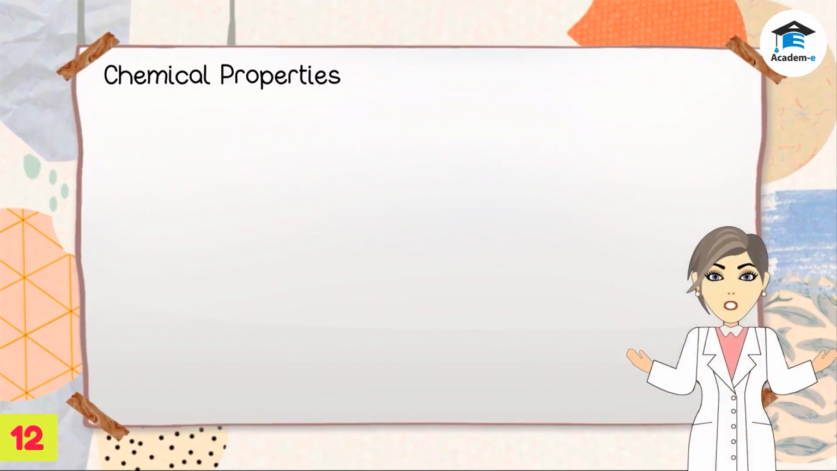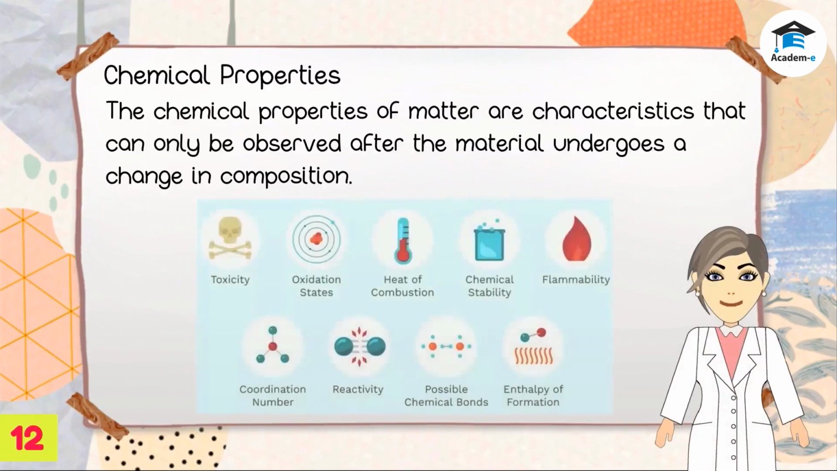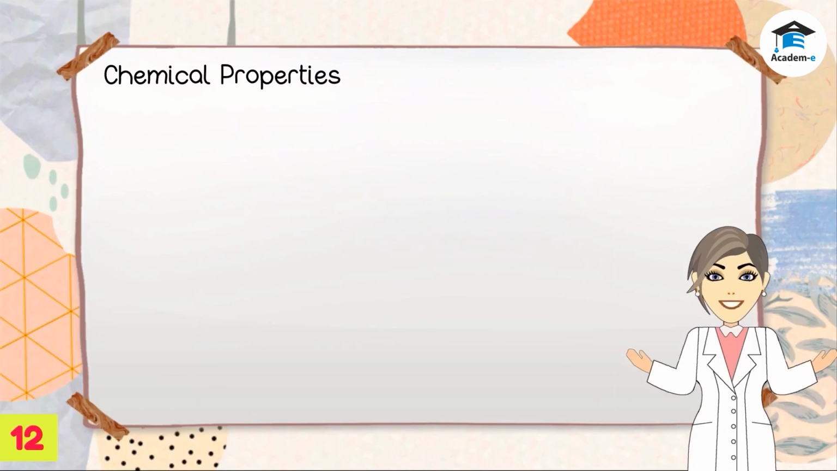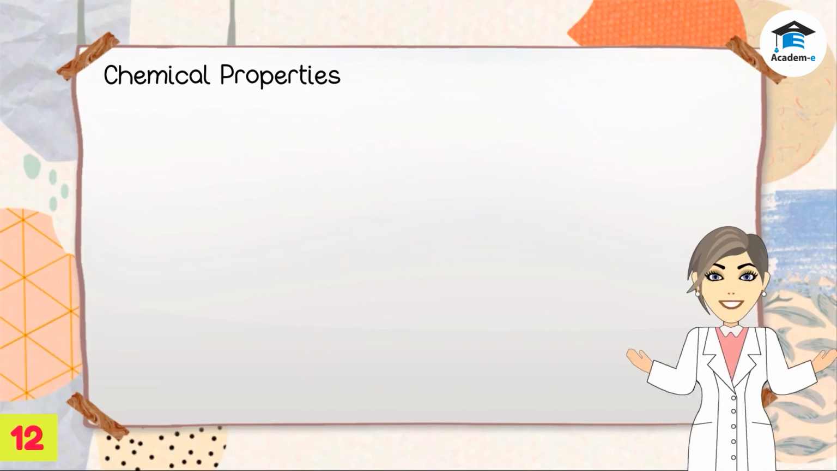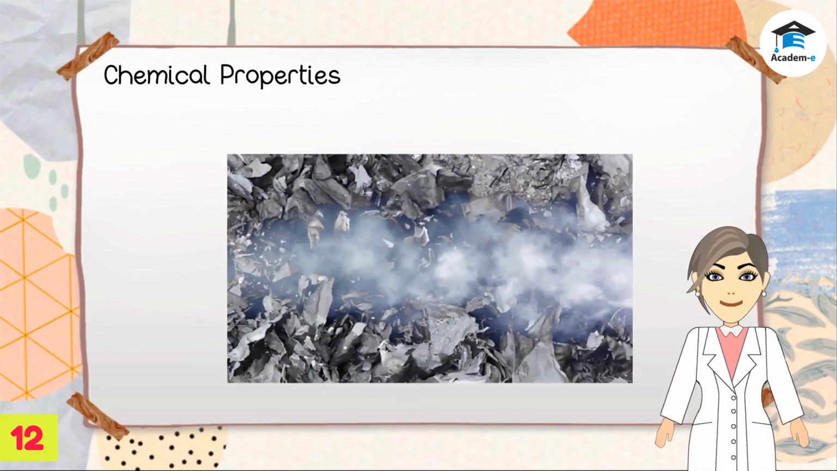Other than their physical properties, some objects also have chemical properties. The chemical properties of matter are characteristics that can only be observed after the material undergoes a change in composition. Suppose you have a piece of paper. If you throw it into a fire, what do you think will happen to it? Will it stay the same? No, because from being a piece of paper, it will turn into ashes.